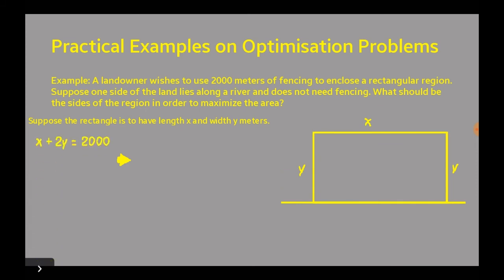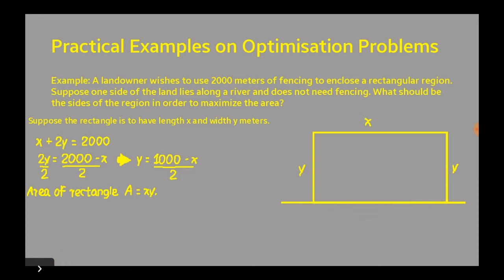x plus 2y is equal to 2000. Move x to the other side, so 2y equals 2000 minus x. Divide both sides by 2, and the 2s cancel. What remains is y equals (1000 minus x) over 2.